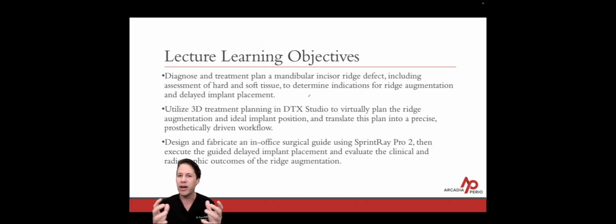What I find is it's varied amongst patients in this mandibular anterior sextant, with root proximities in the adjacent teeth and how close things are. Sometimes I don't have enough space to safely place an implant in that mandibular anterior zone. And then we need to determine the indications for the ridge augmentation and delayed placement. Understand how we utilize 3D technologies in DTX Studio to virtually plan a restoratively driven treatment plan, getting that implant into the most ideal position possible, and being able to translate this into a precise and prosthetically driven workflow.